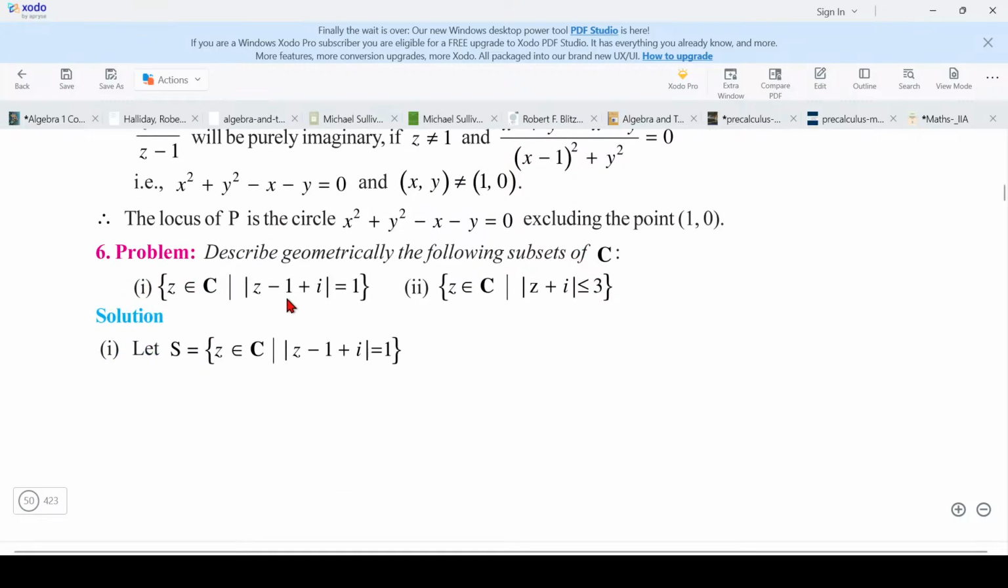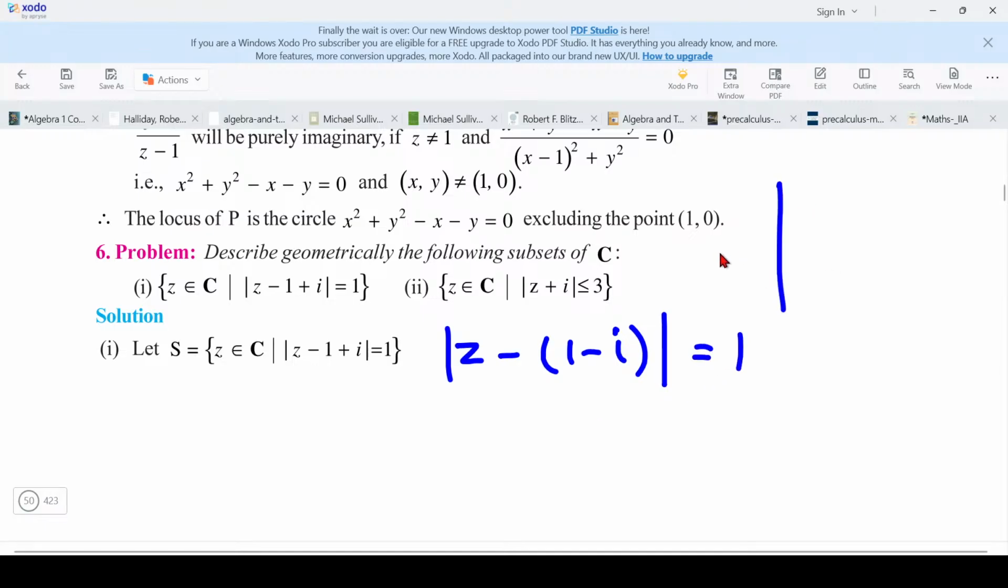Here what is it saying? Mod of this thing. That means the distance of z from this point. What is this point? Minus 1 and i. Right? This one we can write as z minus 1 minus i. This should be equal to 1. What does that mean? This is a circle with center 1 comma minus 1, that is this one, of unit radius. Right? Agree? Yes, sir.